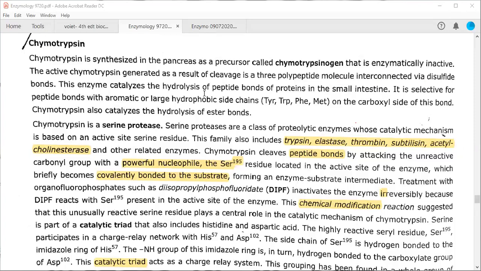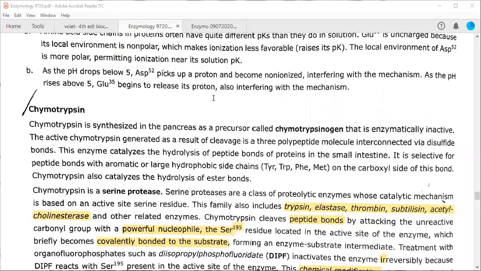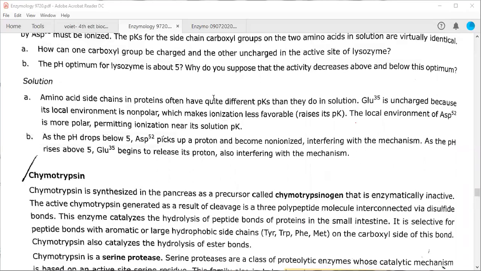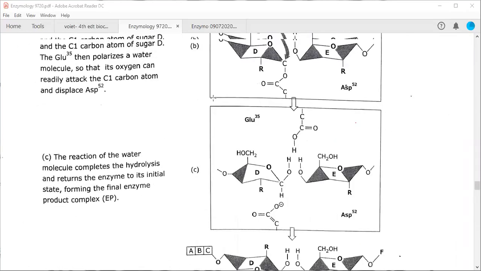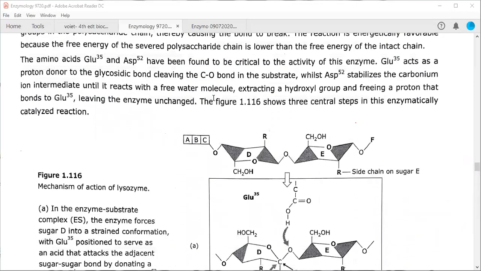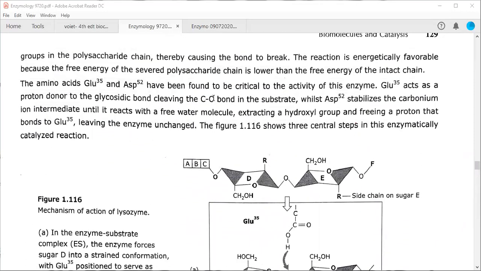Okay, fine. Before moving into the third one, we also have one more example that is called lysozyme. One question has been asked in the GATE exam from lysozyme, so I will also tell that particular question. In that question they asked what type of intermediate is formed in this particular reaction of lysozyme.